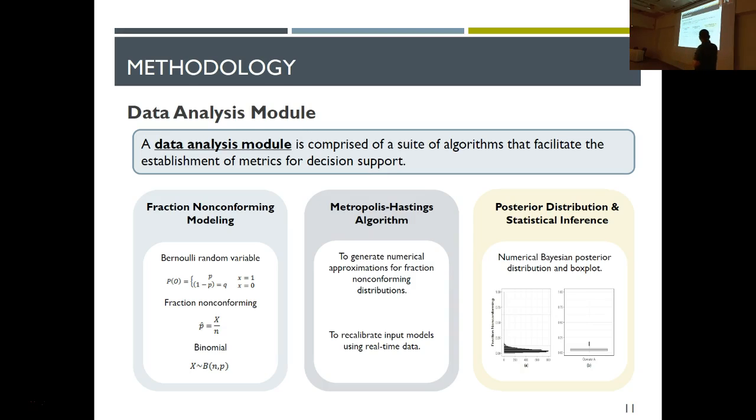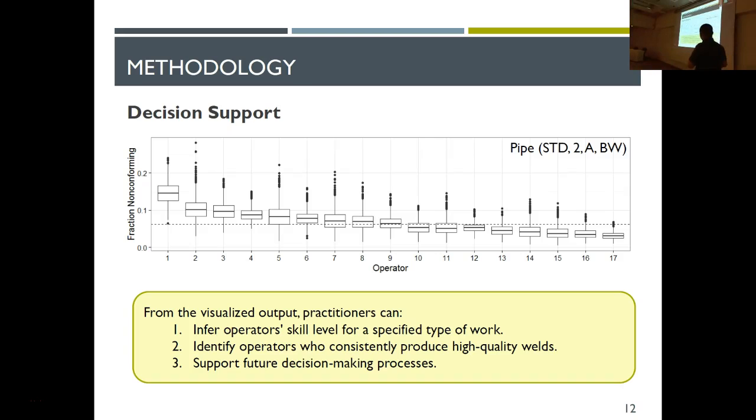And the third one is the visualization part. Basically, we utilize the result generated by the Metropolis-Hastings algorithm to generate the posterior distribution and the box plot of the fraction non-conforming for a certain type of weld.